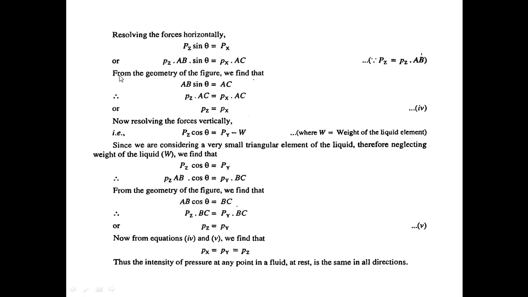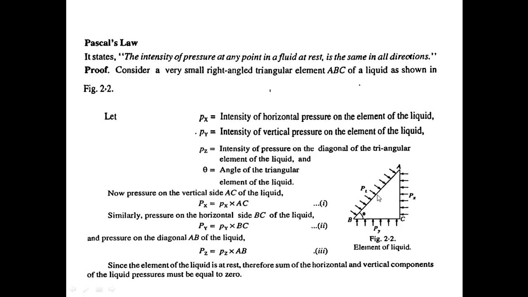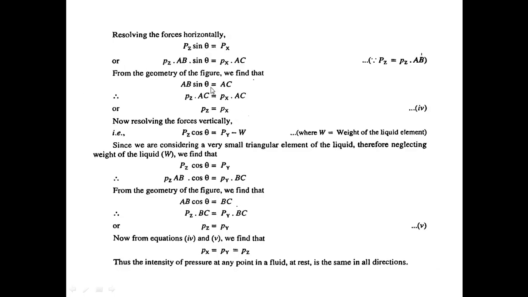From the geometry of the figure, we find that AB sin theta is equal to AC. From the geometry of the figure, sin theta is equal to perpendicular divided by hypotenuse. So the perpendicular side is AC and the hypotenuse side is AB. So sin theta is equal to AC divided by AB, and then multiplying AB on both sides, we will get AB sin theta equal to AC.